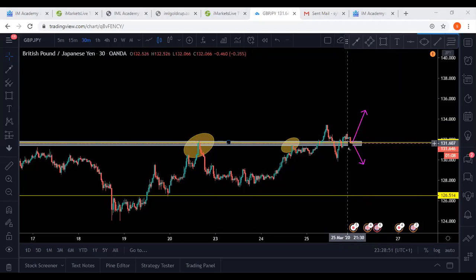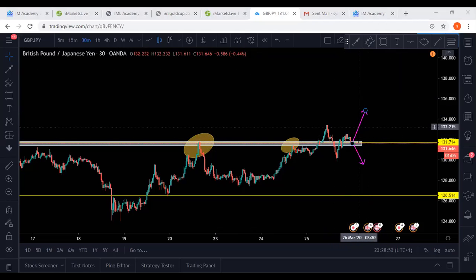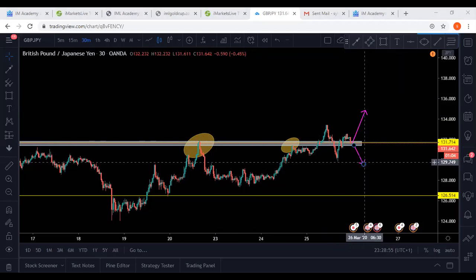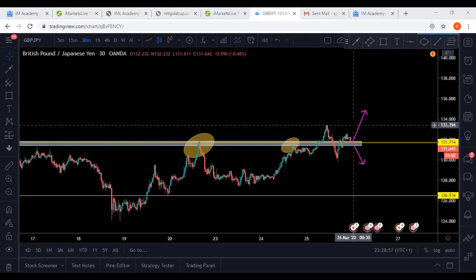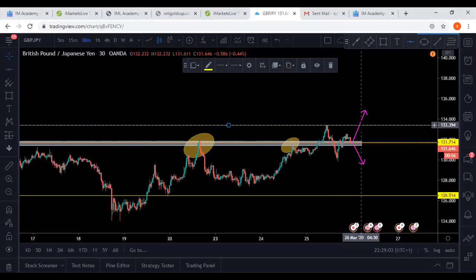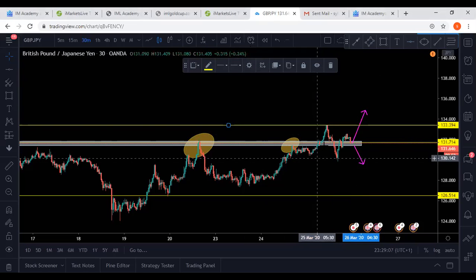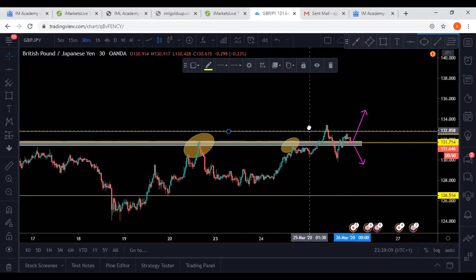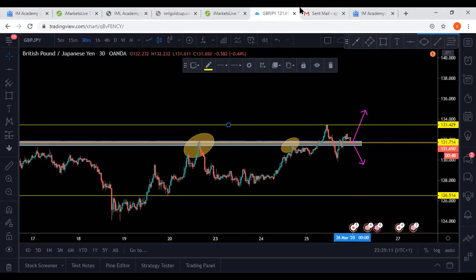All right, so 2 things: it would either break to the upside, buy, or it would come down, sell. Now, how do I set my take profit? What I like to do is find the next area. This is the next area of resistance. Can you guys see the next area that I just drew out?